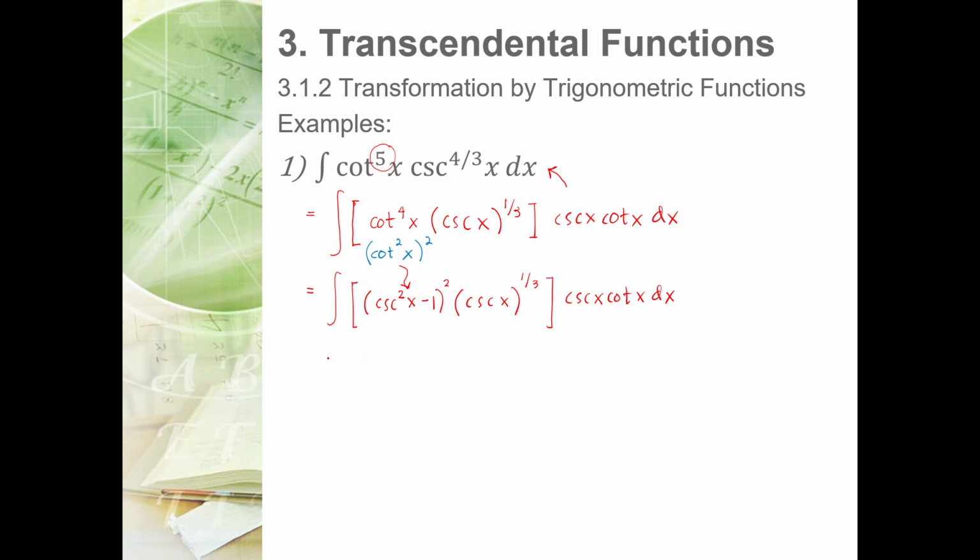Okay, so by expanding even further, we now have cosecant to the fourth x minus 2 cosecant squared x plus 1, and then cosecant x raised to the 1/3, and then cosecant x cotangent x dx. So you may further expand it by multiplying cosecant to the 1/3 to each term.